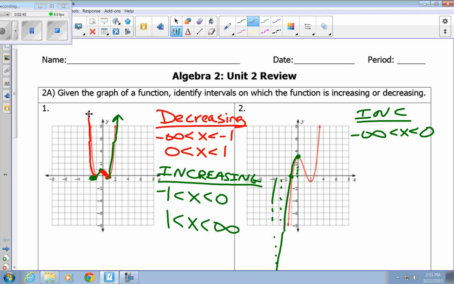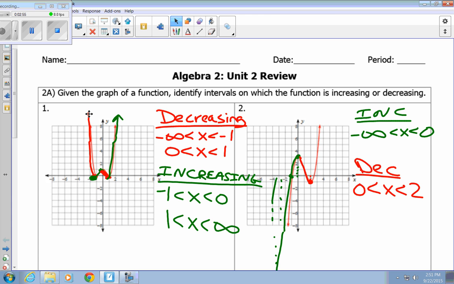The next portion decreases. It decreases from 0 all the way to the x value of 2. Always x values. Don't get the y's involved in this. That'll just confuse things and start getting things wrong. So only x values. Now the x value starts again at 2, and it'll increase to the right forever and ever, to positive infinity.